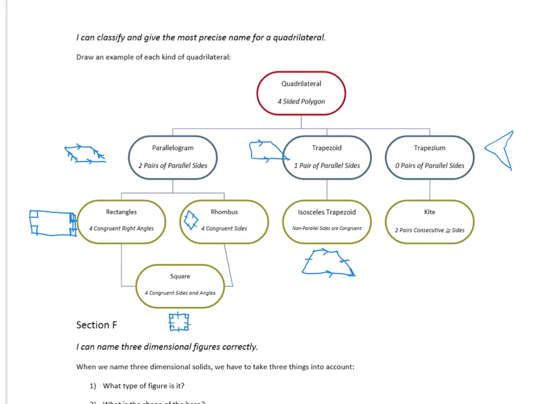And then under trapezium, we have 1 special kind of trapezium, and that's a kite. And kites are cool because you get 2 pairs of consecutive congruent sides. So consecutive means in a row. So if I have 2 pairs of consecutive congruent sides, those 2 sides would be congruent. They're next to each other. They're consecutive. And these 2 sides would be congruent. So those are my types of quadrilaterals. If you don't know any of these, I suggest you come and talk to me about them because you need to be able to identify these on the spot all the time.